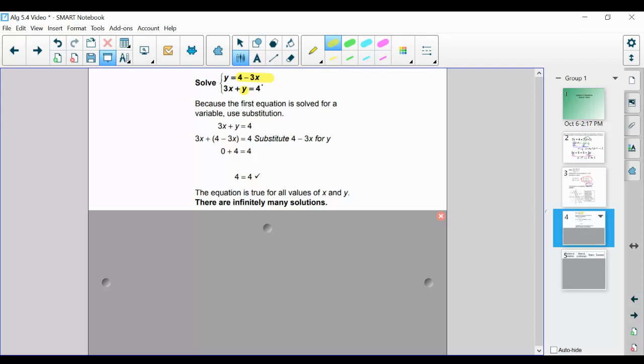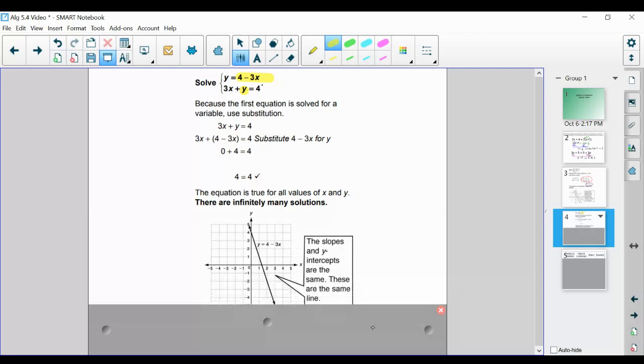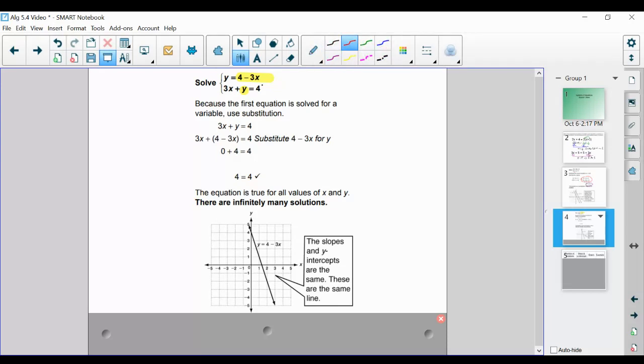And here's why. If we were to graph it, the slopes and the y-intercepts are the same. These end up being the same exact line. If I were to go back up in our original and rearrange the bottom equation, 3x plus y equals 4, I would have to subtract 3x on both sides, and we get y is equal to 4 minus 3x, which is the same exact equation as up top.